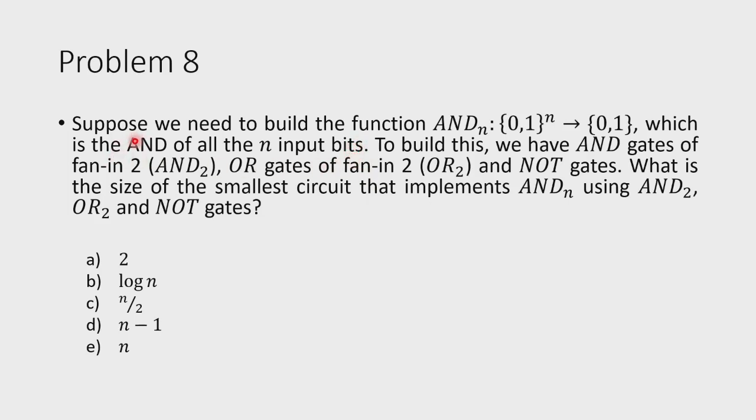Suppose we need to build the function AND_n from {0,1}^n to {0,1}, which is the AND of all n of its input bits. To build this, we have AND gates of fan-in 2, that is AND_2, OR gates of fan-in 2, OR_2 gates, and NOT gates. So what is the size of the smallest circuit that implements AND_n using AND_2, OR_2 and NOT gates? The options are 2, log n, n/2, n minus 1 and n. So would you like to guess what the answer is?